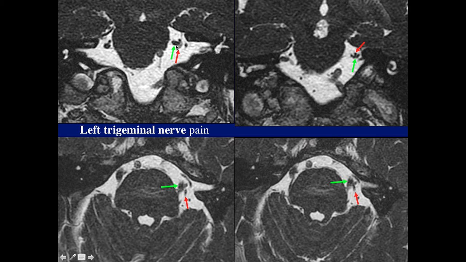to show, for instance, in this case, here's the trigeminal nerve with the artery crossing and deforming the nerve on the coronal plane, and we can see this conflict in the crossing in the axial plane.